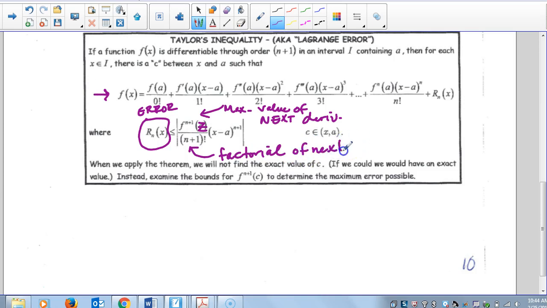And you'll understand what I'm talking about when we do some examples. And then this is x minus the center, so we called it c, you can call it a, to the next term. So this n plus 1 plays a double part. It's part of the factorial and it's also part of the power.